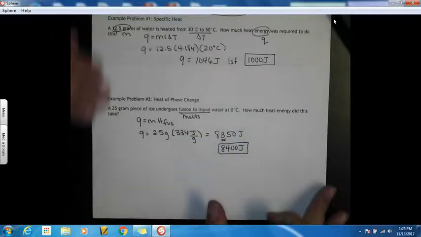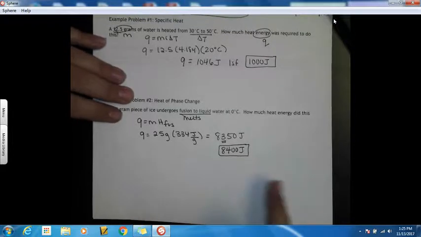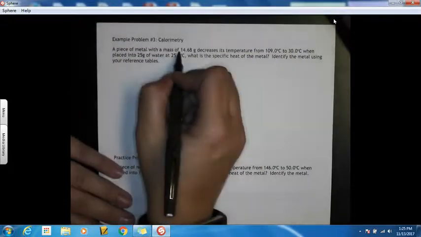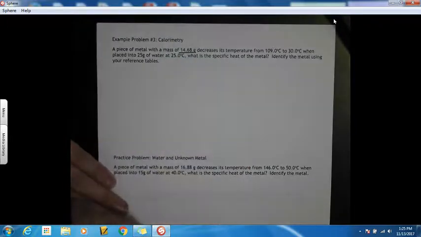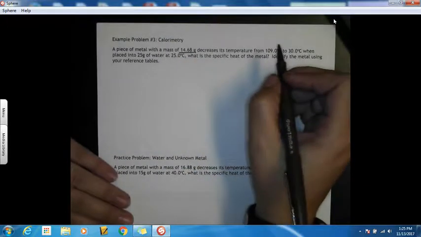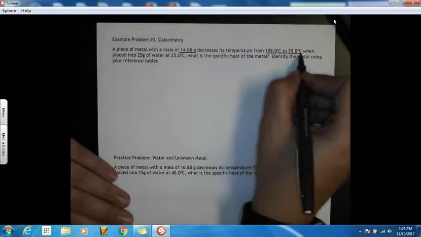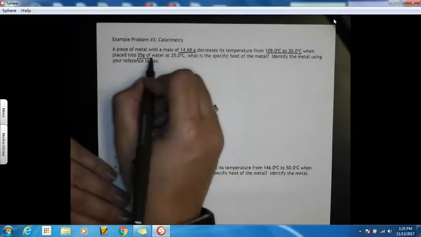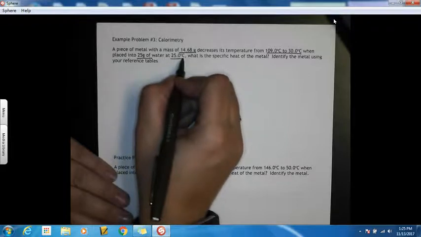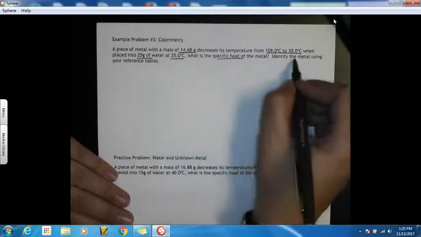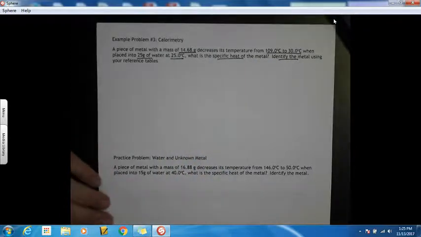So that's a review of the types of problems we've done so far. Let's see what this transfer of heat looks like. So, we have a piece of metal. It has a mass of 14.68 grams. It decreases its temperature from 109 to 30 when 25 grams of water at 25 degrees Celsius is added. What is the specific heat? And then we want to identify our metal using our reference tables.